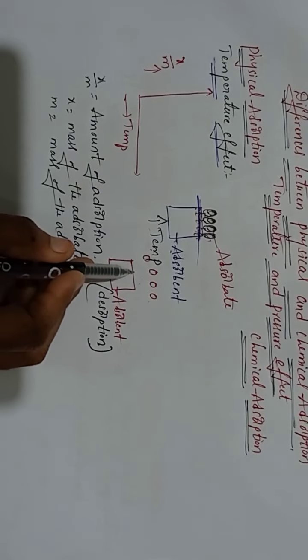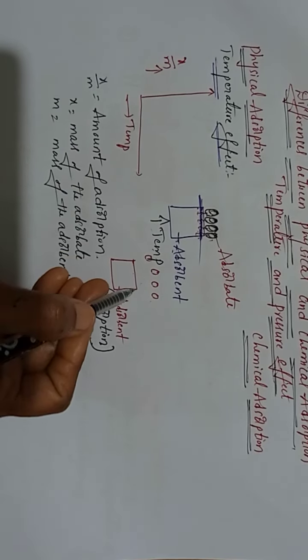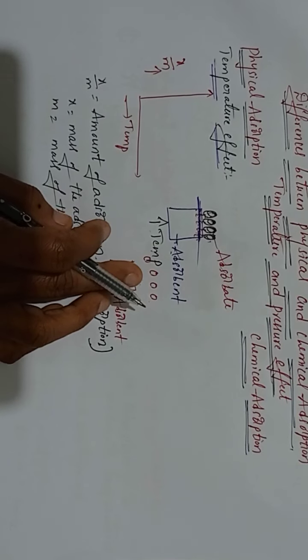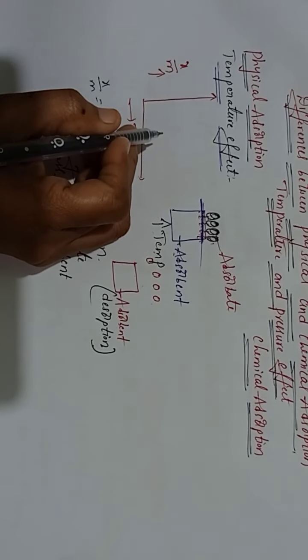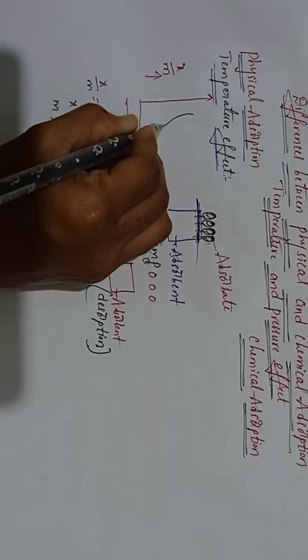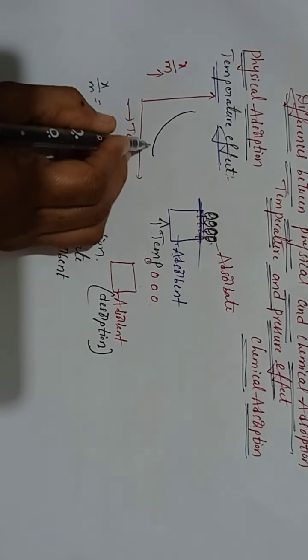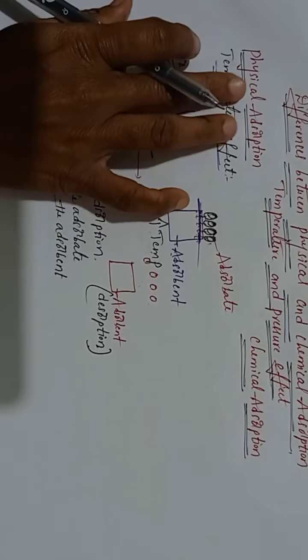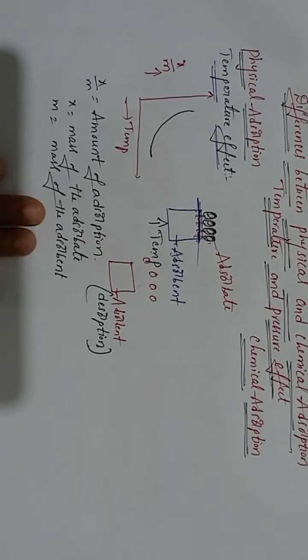So that's why here the amount of adsorption decreases. Correct or not? Here adsorption decreases. So that's why, students, what is the graph in physical adsorption? It decreases, so the graph will look like this. Clear? So this is the graph of physical adsorption, the temperature effect.